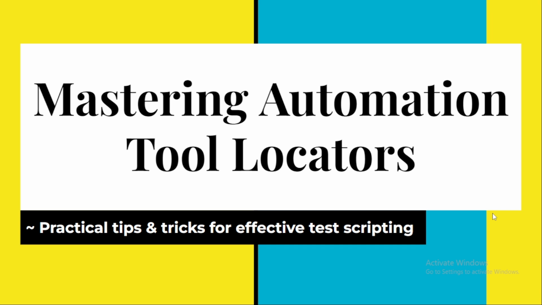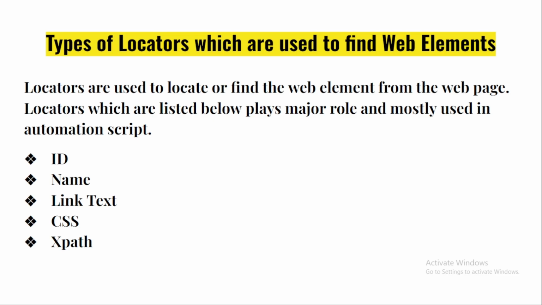Today we are going to explore the locators of automation testing tools. So first things first, what is a locator? Locator is used to find the web element from the web page, and you can see these are the locators which we will commonly use in automation scripting, and each locator has its own importance. Let us discuss it in more detail.